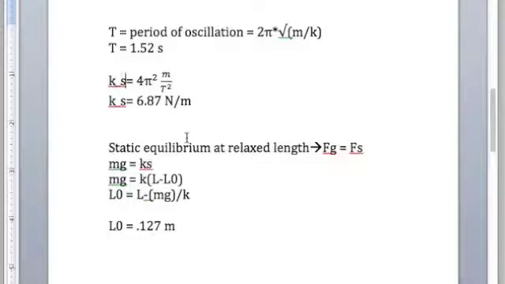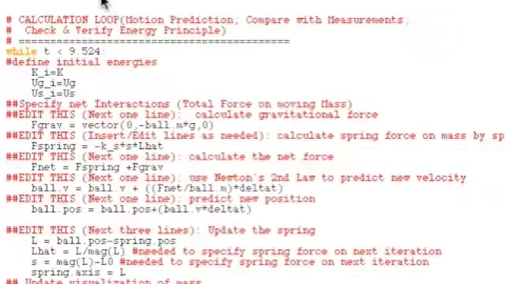To find the relaxed length of the spring, we know that it is in static equilibrium at its relaxed length, so the force of gravity is equal to the force of the spring. We can then solve knowing that mg equals k times s, and eventually solve for L naught and find that it equals 0.127 meters.